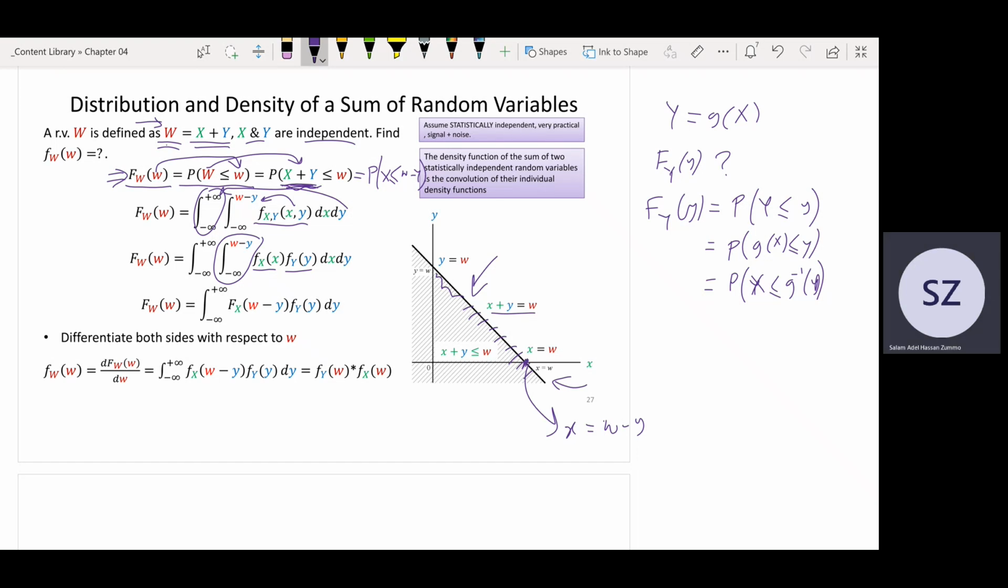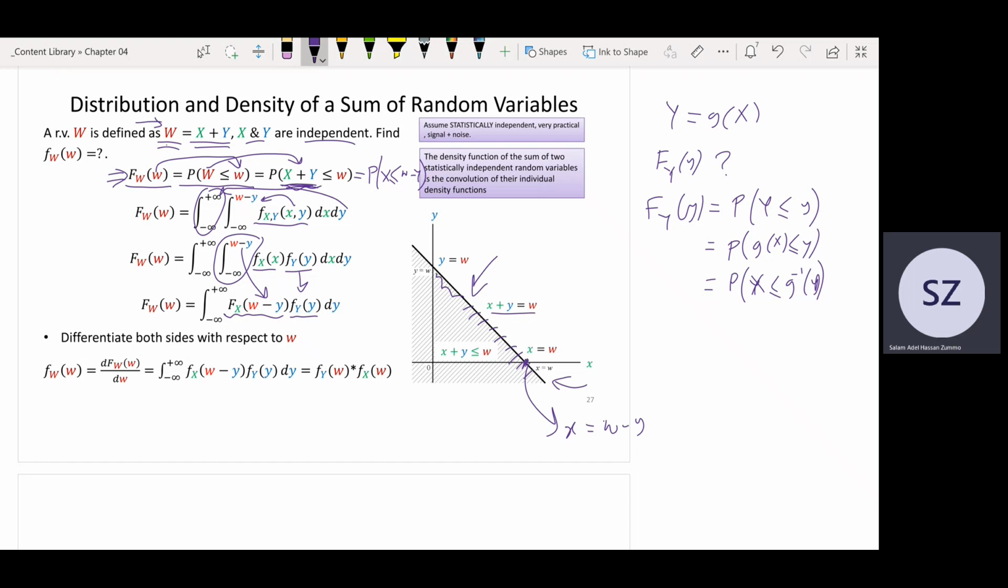I am integrating f_X(x) from minus infinity to a number. What is this equal to by definition? The CDF, exactly, evaluated at this number. The CDF of x evaluated at w minus y, multiplied by the PDF of y. So the PDF of y as is. So now I have the CDF of w at w equals the integral of the CDF of x evaluated at w minus y multiplied by the PDF of y.